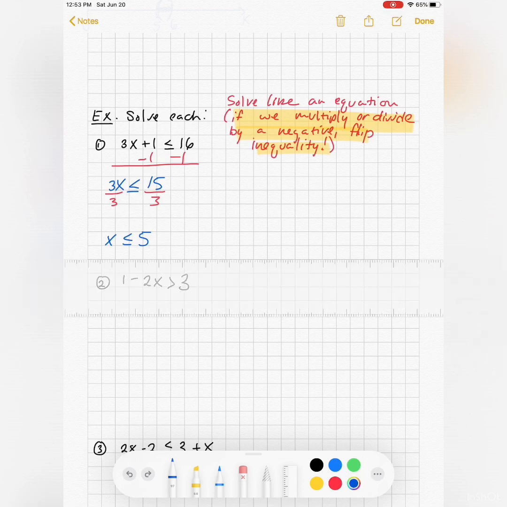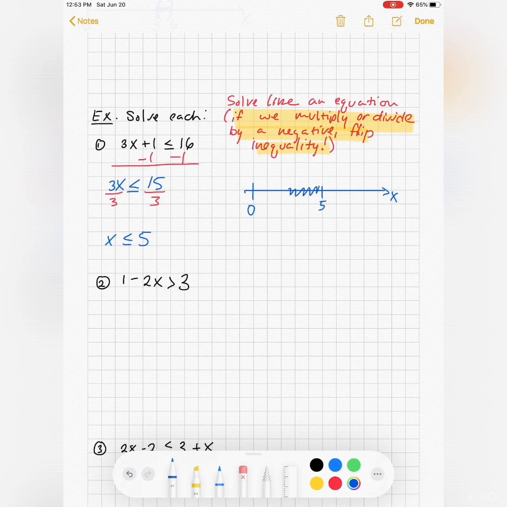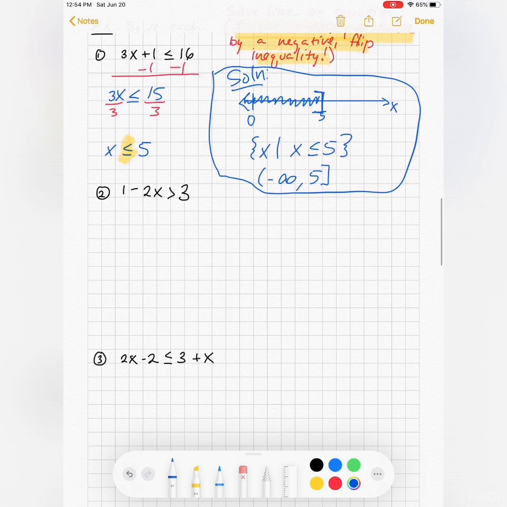So then I can write my solution in those 3 different ways. There's 5. Let's see, less than or equal, shading this way. 5 would get a bracket because this sign is inclusive. So here I'm writing out my solution. I have my number line. I could write my set builder. I could write my interval notation. So I might be asked to write all 3 of those notations, or it depends on the problem which notation I'm asked to write, but I should know all 3.